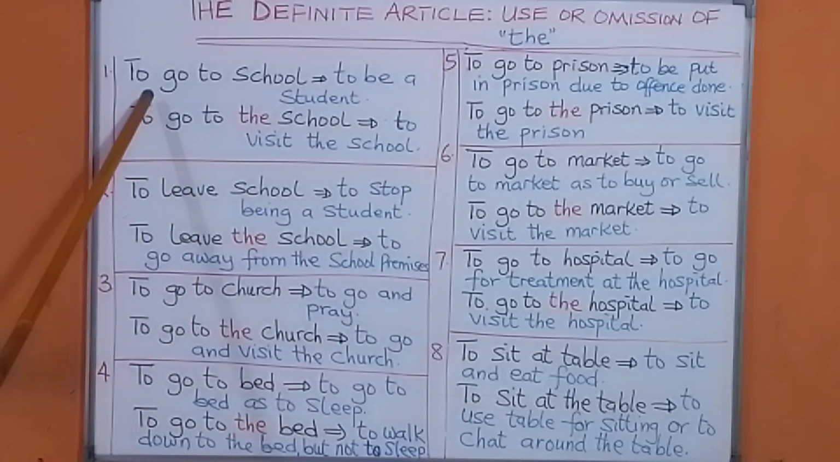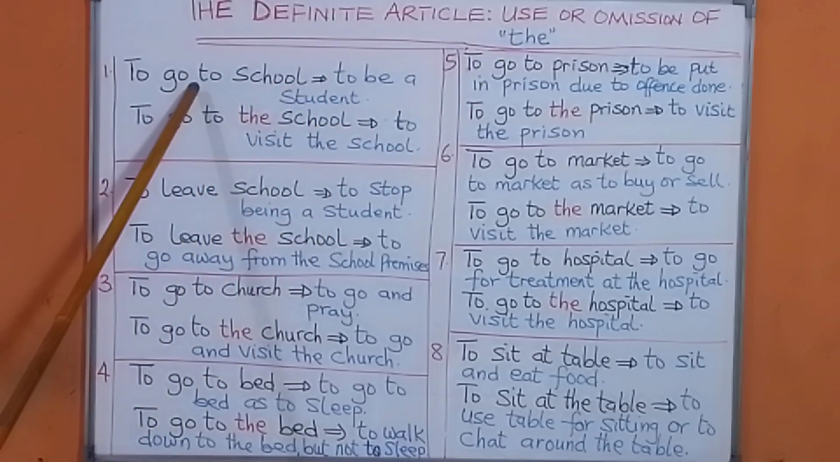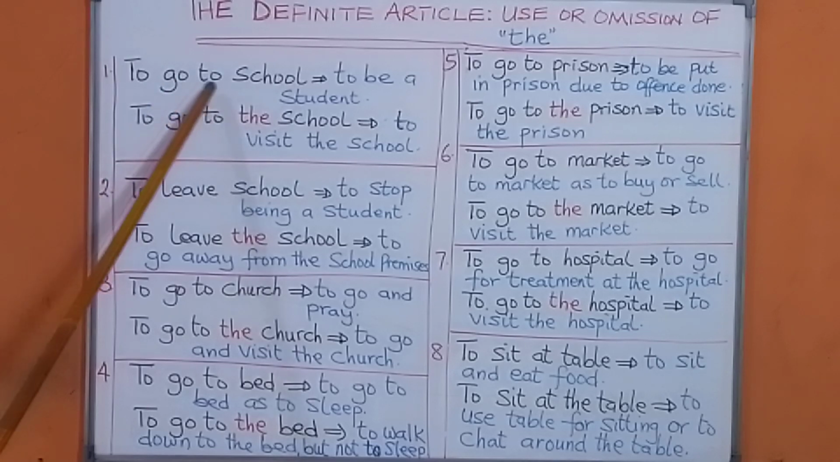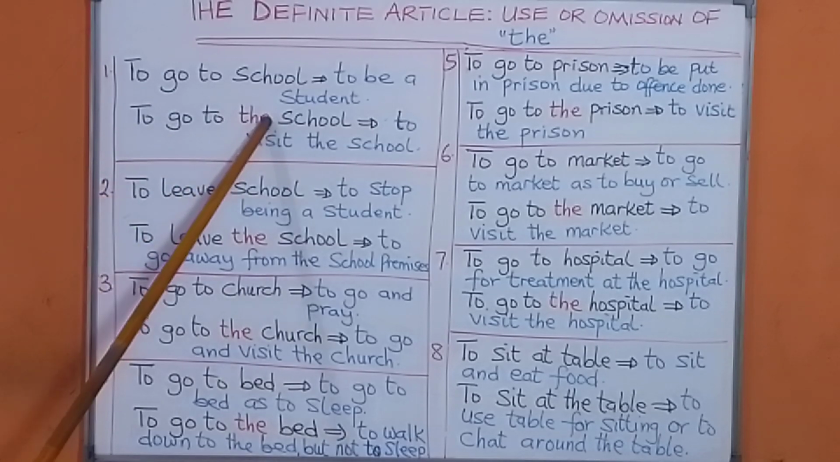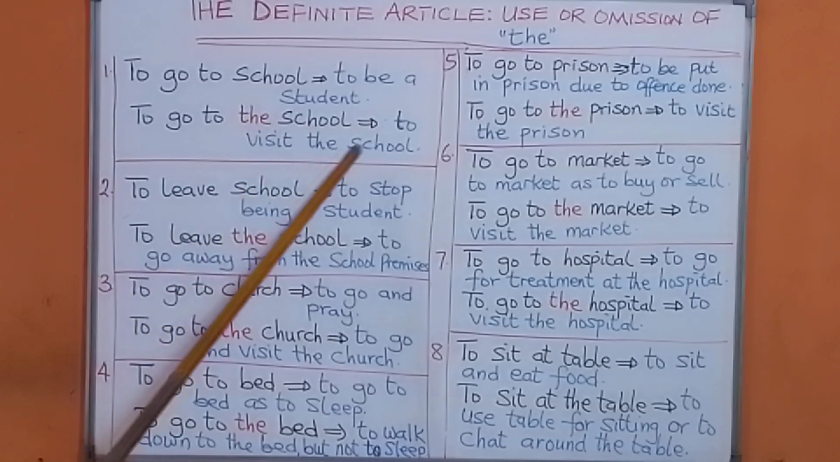When you say "to go to school", here the article "the" is not there. When you say "to go to school", it means to be a student. But when you say "to go to the school", you mean to visit the school. You are not going to learn, you are not going to teach, you are not going to take part in any academic work in that school.